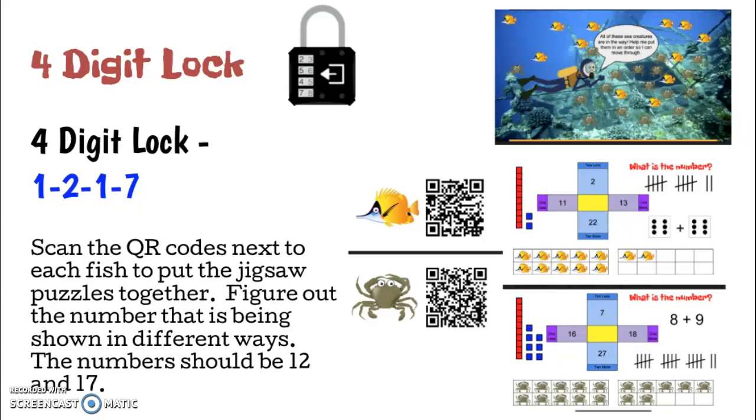The 4-digit lock. The code will be 1217. The QR codes can be placed on a wall next to each other. The student will scan the QR code and then it will take them to a jigsaw puzzle of each one of these posters. Once they put it together, they use their decomposition in order to figure out that the number that goes with all of these different ways is 12 and this one is 17.